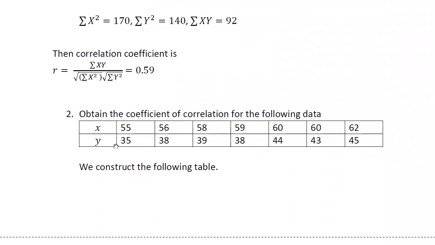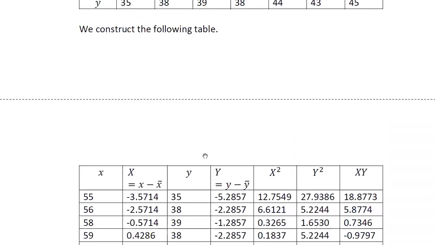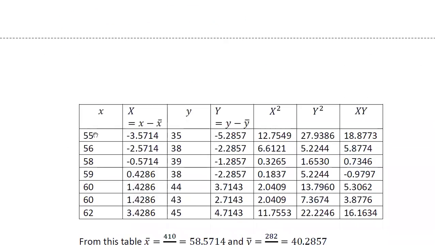Let's take the second one. Obtain the coefficient of correlation for the following data. So here directly they have given the values of x and y. Construct the table. So these are the values given as x values. These are the given values of y.